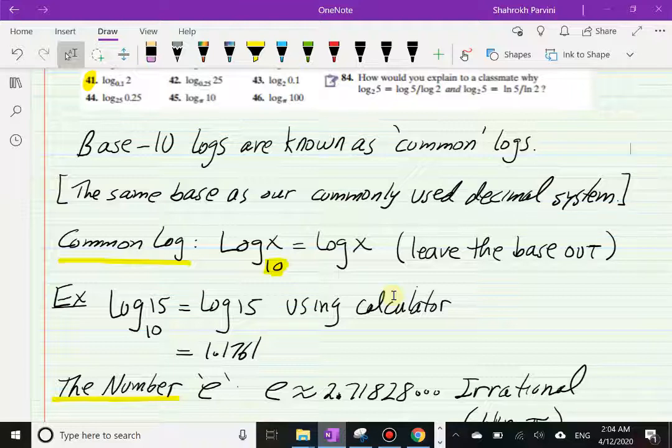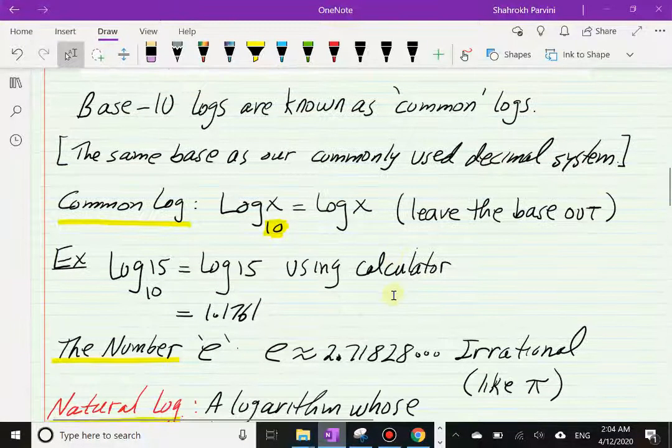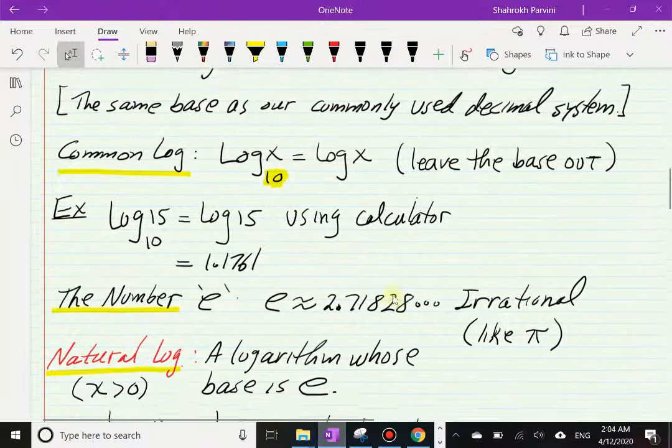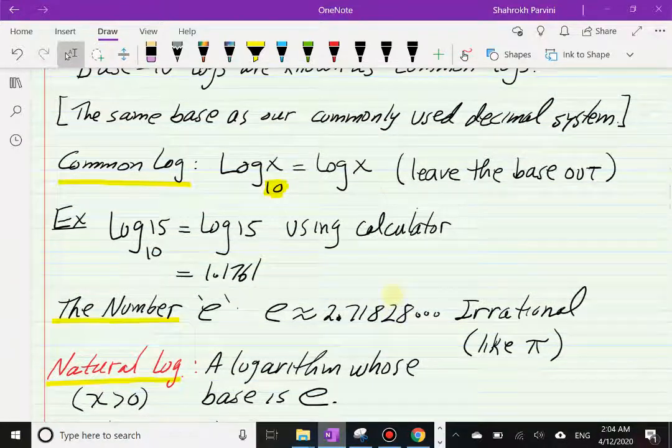First of all, number e. Number e is an irrational number, just like pi is. And the approximation for e is 2.71828118, blah, blah, blah. Now, this number is irrational. That means there are no repeating blocks of digits. So it does not terminate, and there are no repeating blocks of digits, which makes the number by definition an irrational number. Now, a natural log is a logarithm whose base is e.